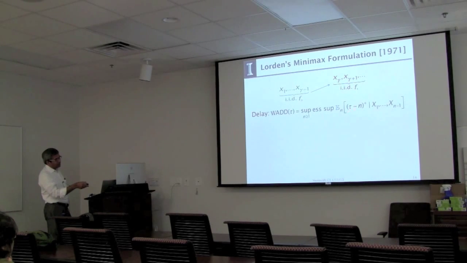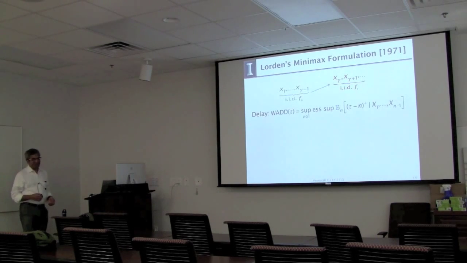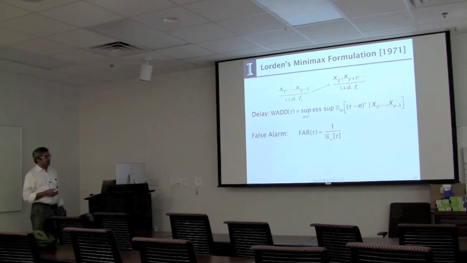So let me explain some notation here. This E sub n denotes the expectation when the change happens at time n. So we have this observation sequence. You condition on the change having happened at time n. Look at the delay, and then condition that on all the past observations before time n. Okay, now you have something that's a random variable. You take its essential supremum, and then take the worst case value of n, and that's the worst delay that you can have. So that's how you characterize delay. Okay. There's another way to do it, which I'll talk about in just a second.